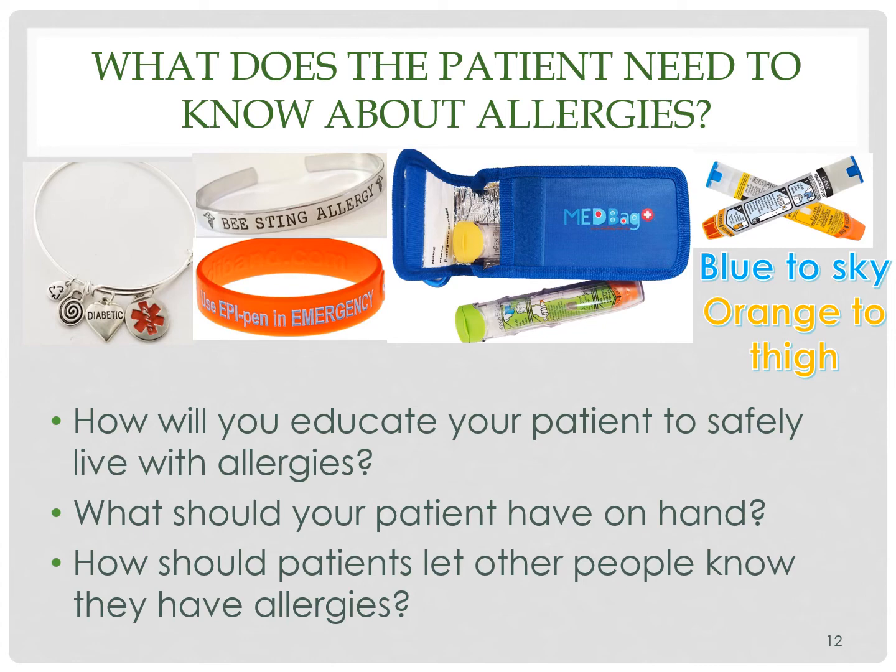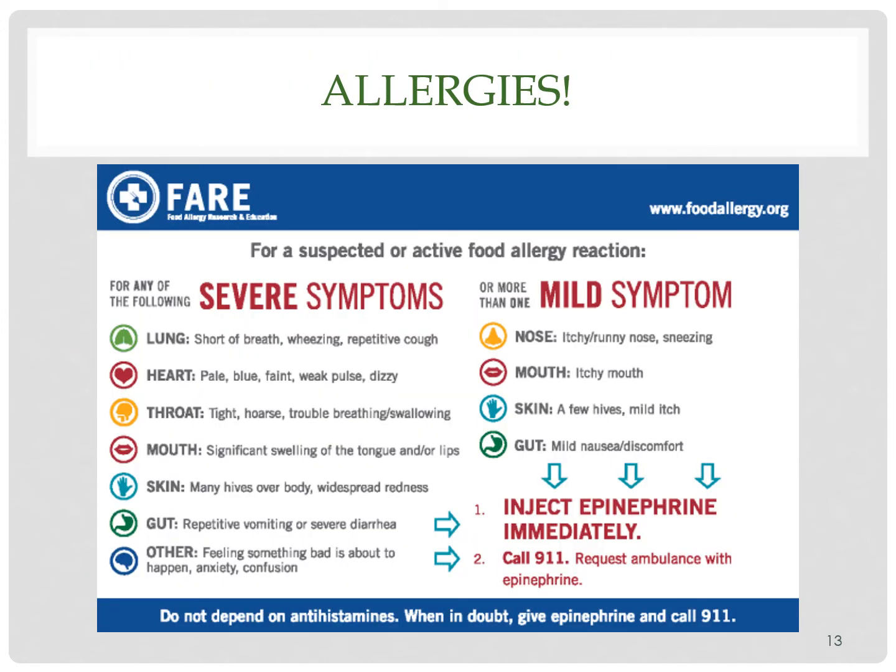Okay, let's move on. You guys need to understand that when a person is having allergies out in the real world and not in the hospital, if it's an active food allergy reaction, they need to use their EpiPen. You can see here it says for any of the following severe symptoms, lung, heart, throat, mouth, skin, gut, other, you immediately inject the Epi, and then you call 911 and request the ambulance with Epi. Do not depend on your antihistamines, because you don't know that they're actually going to continue working, because you don't know how bad that reaction is going to be.